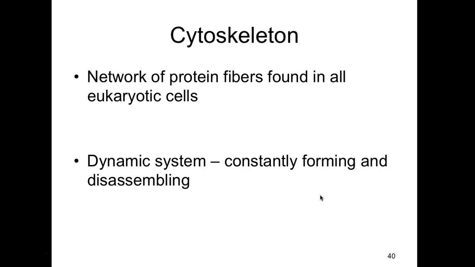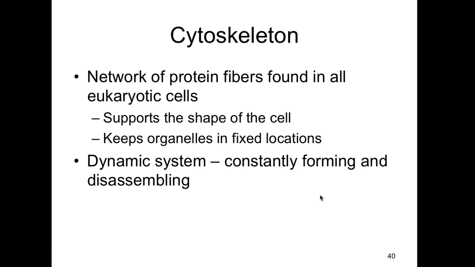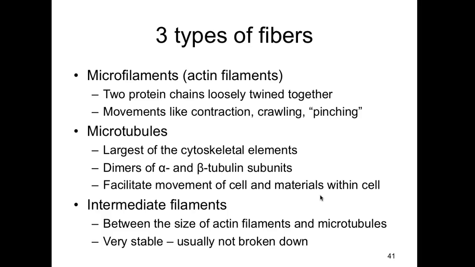The cytoskeleton is, as it suggests, the skeleton of the cell. It is a network of protein fibers found in all eukaryotic cells. It is used for support, supports the shape of the cell, and it also keeps organelles in fixed locations. What's really neat is that unlike our skeleton, the cytoskeleton can reform itself. So we could say it is a dynamic system, constantly reforming and disassembling its structure, which is basically composed of three types of fibers. You have those fibers called microfilaments, which are the actin filaments.